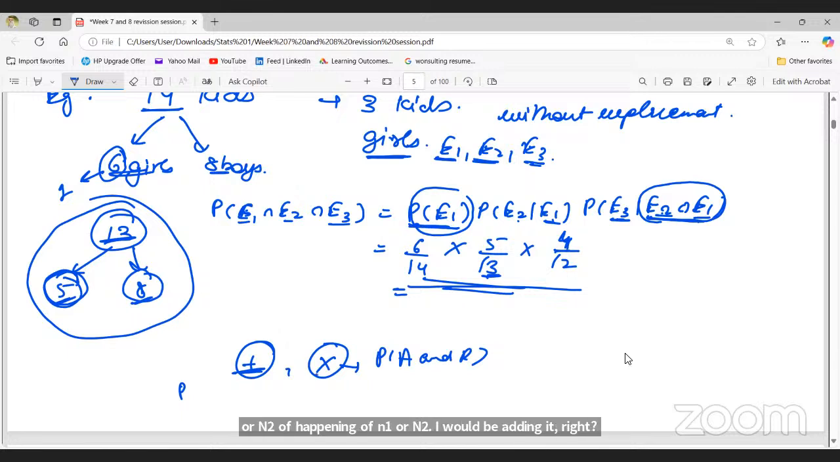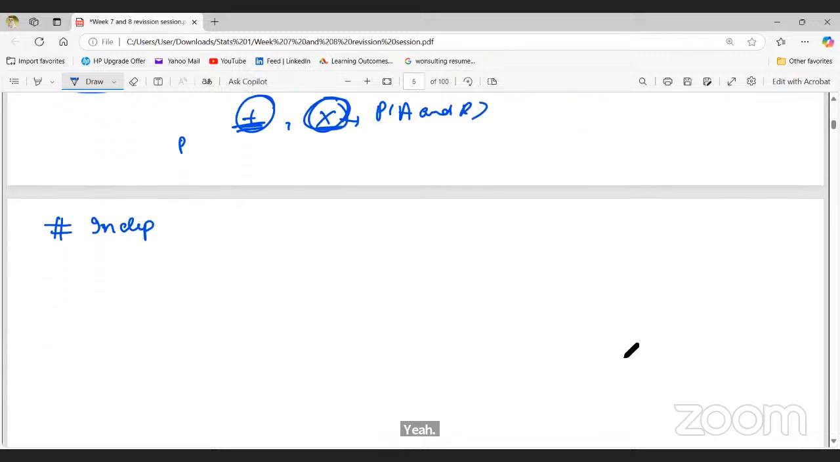So if I have two conditions, like A and B, then I would be multiplying. If the condition is A or B, then I would be adding. Adding when A or B, and multiplying when A and B. Okay, ma'am. Thank you.